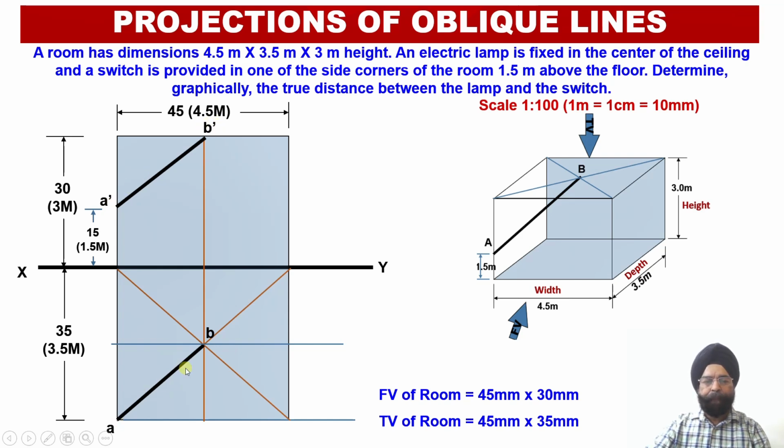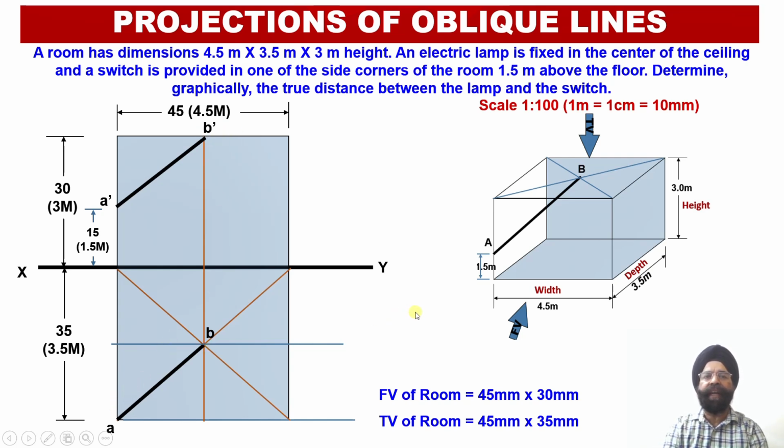Similarly, AB is the top view of this electric wire connection which is going to join this switch with the electric lamp. Now having obtained the projections of this line or the electric wiring in the front view and the top view, we have converted this physical real life problem into the projections of an oblique line. So the projections of an oblique line AB, that is A dash, B dash and AB, have been obtained.